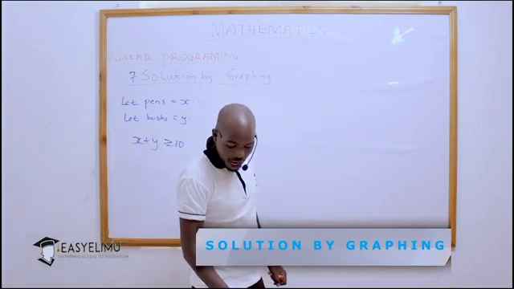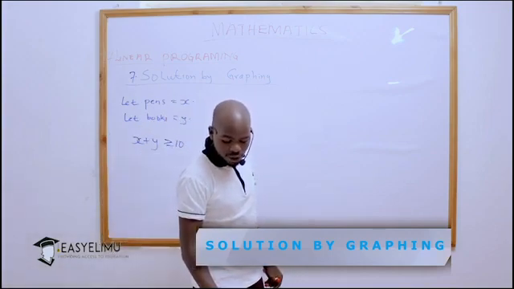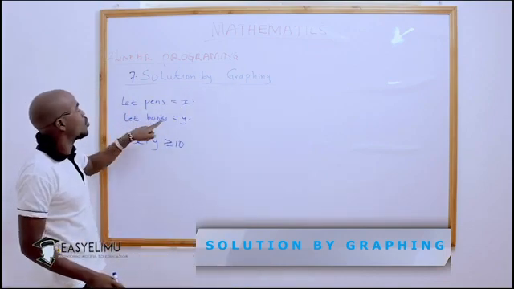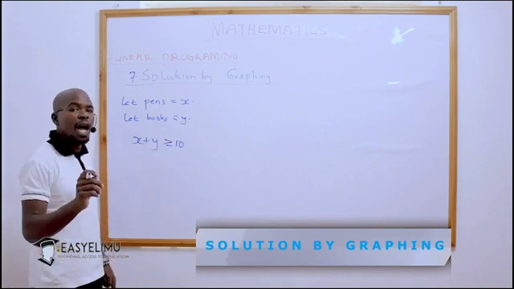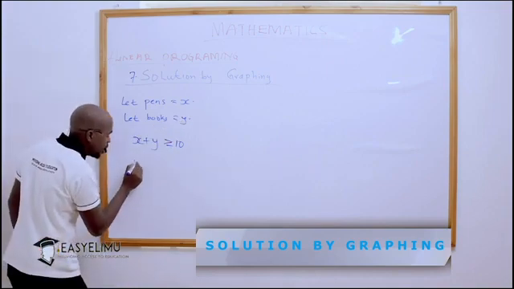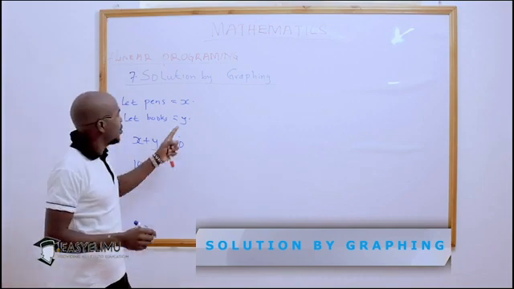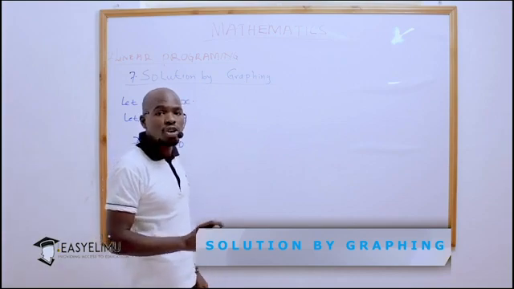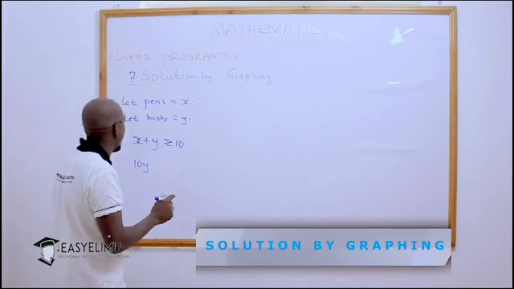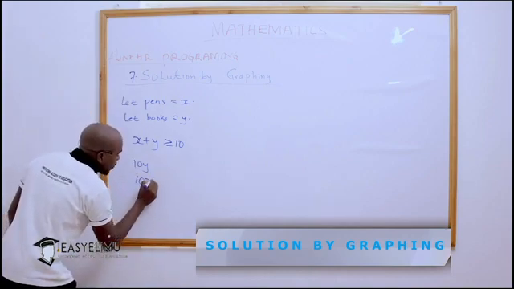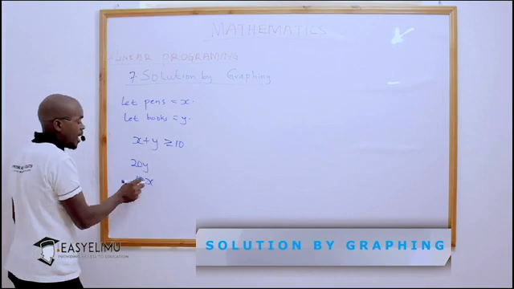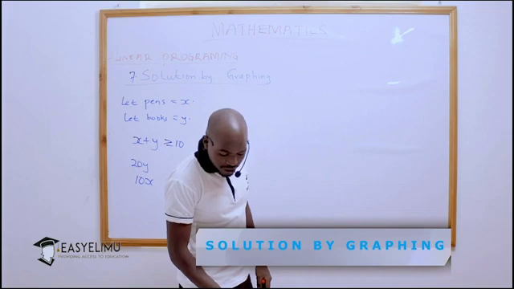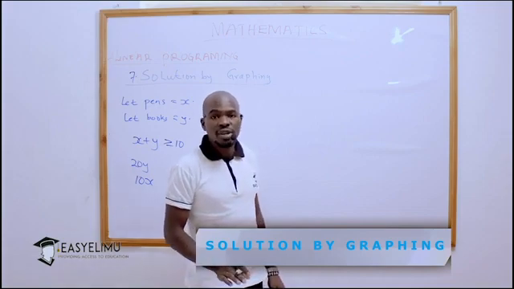From there we have been told a book costs 20 shillings and a pen costs 10 shillings. So the total amount spent on books will be 20Y, and the total amount spent on pens will be 10X. A book is 20 and a pen is 10. We have also been told the student has only 220 shillings to spend.